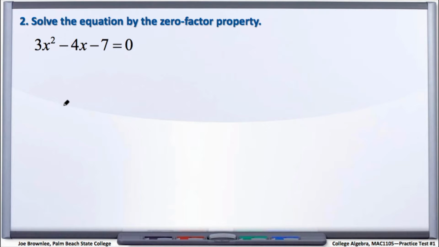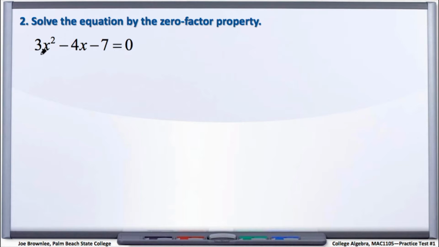All right, so question number 2, solve the equation by the zero factor property. Question number 2 is very similar to question number 1, so I'm going to go a little quicker through this problem. If you're looking for a more in-depth explanation, go ahead and take a look at question number 1, video number 1, and you'll find probably more explanation there.